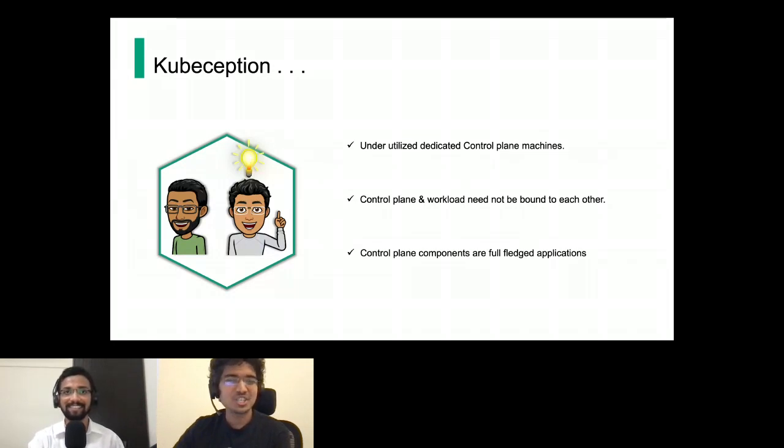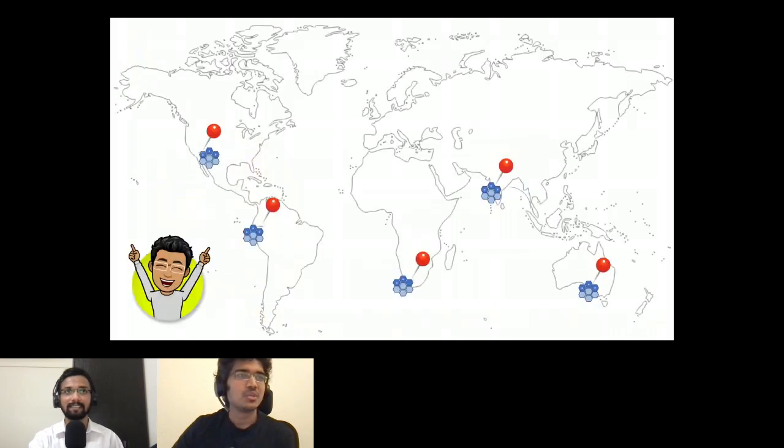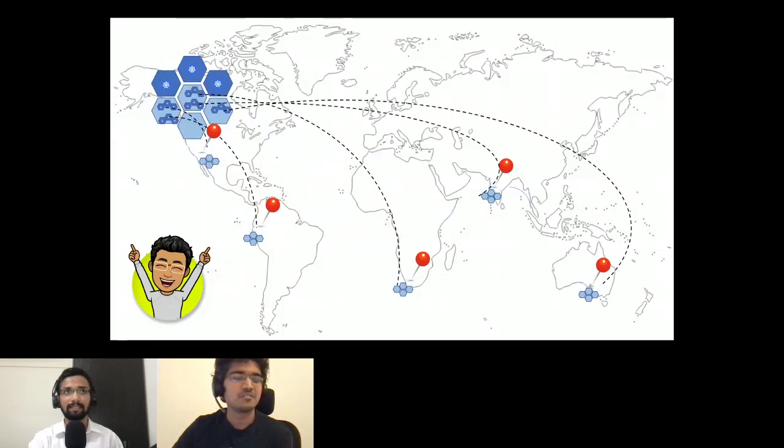Yes, it is the kubeception. In order to improve the resource utilization of the control plane nodes, I think we will spawn one Kubernetes cluster manually, and then we'll call it a management cluster. And then we basically use that management cluster to host the control plane of other clusters. So for the visualization, what you see on the screen is what I would like to propose.